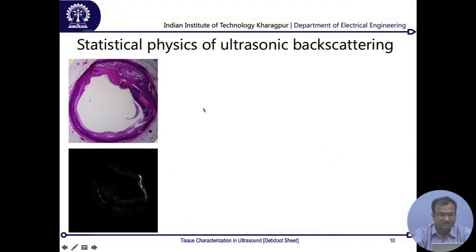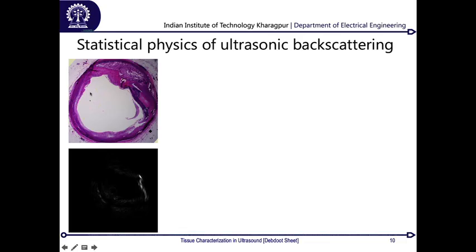So that is where we start, by defining the statistical physics of ultrasonic backscattering. Now what we did for our work was quite simple. We had histologies because it was done in vitro. That means you have dead bodies or cadavers from which the heart was extracted and the artery was pulled out, and then there was circulating saline in a refrigerating environment and the ultrasound was acquired.